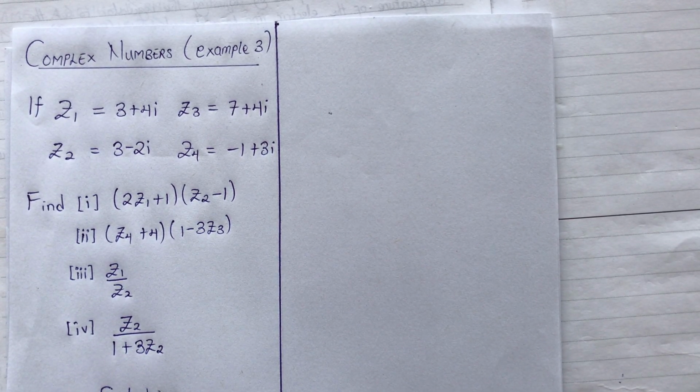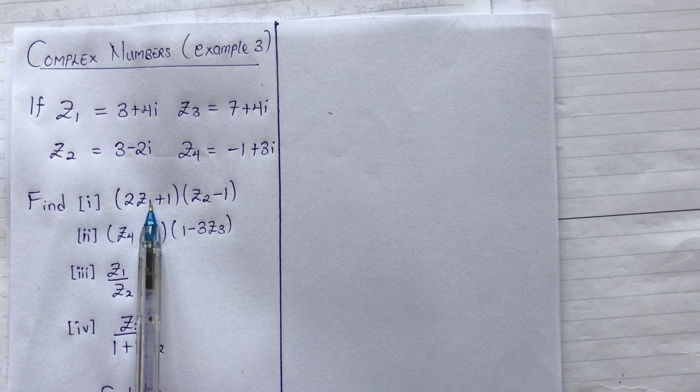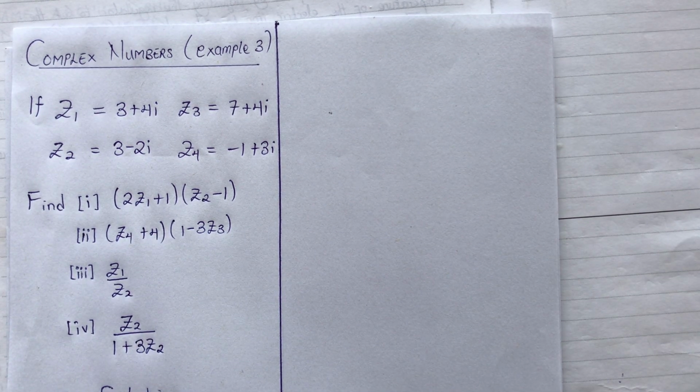And today we have a set of complex numbers given to us. We are finding its product and how to divide some of them, and we have z1 to be 3 plus 4i, and z2 to be 3 minus 2i, z3 to be 7 plus 4i, z4 to be minus 1 plus 3i. So let's see what we have. In the first question, we are asked to find this. So let's work on the first one.